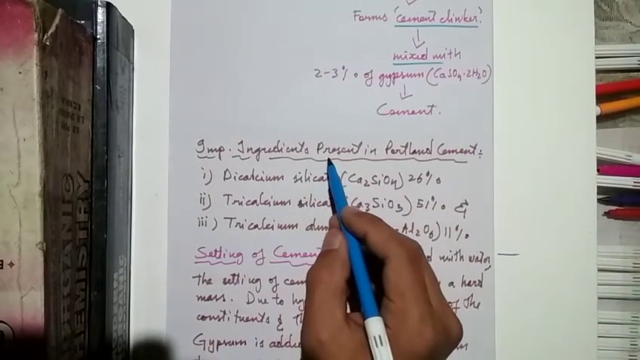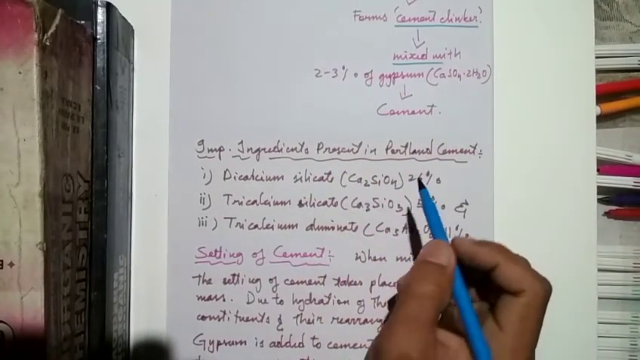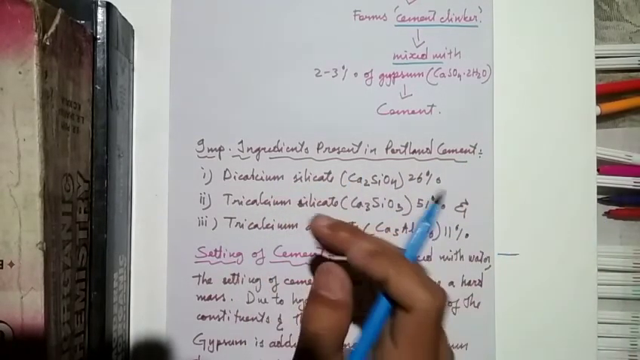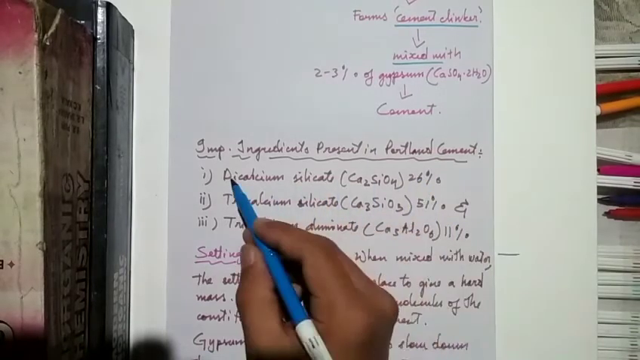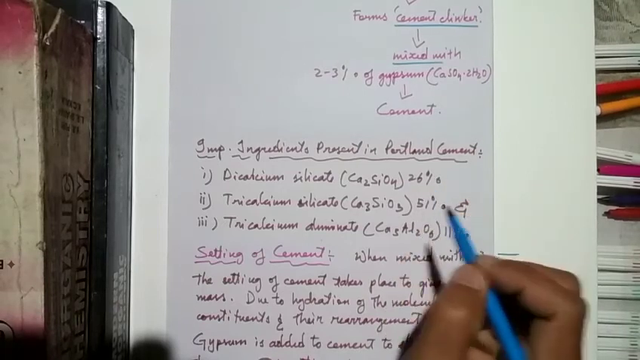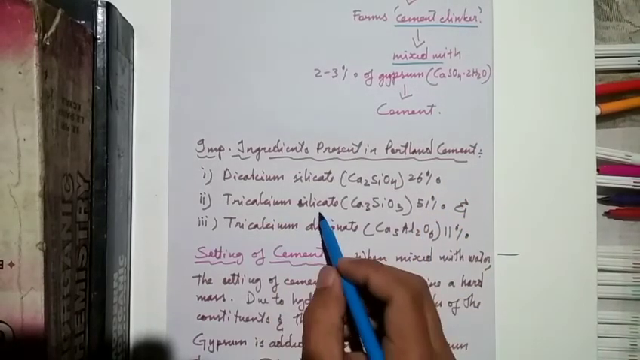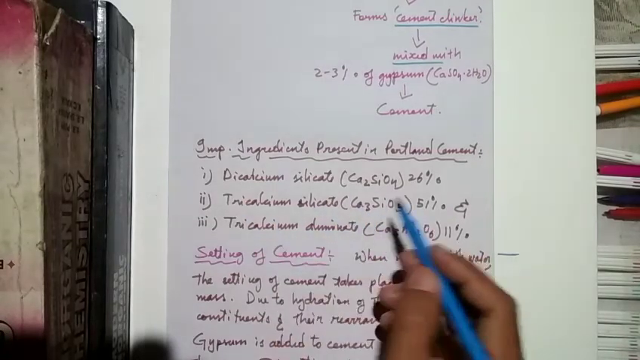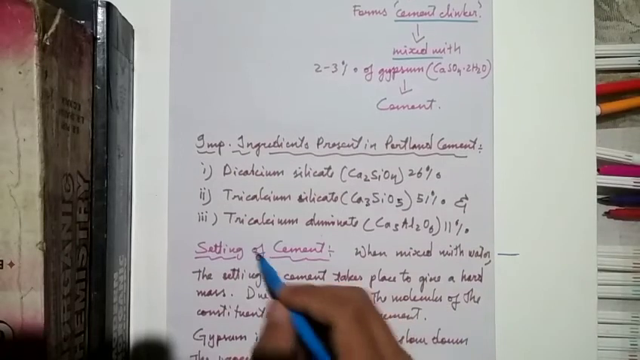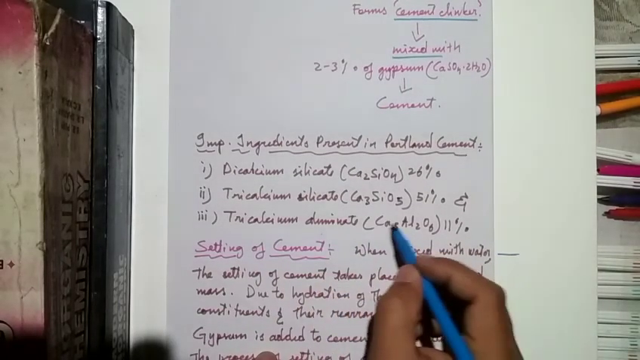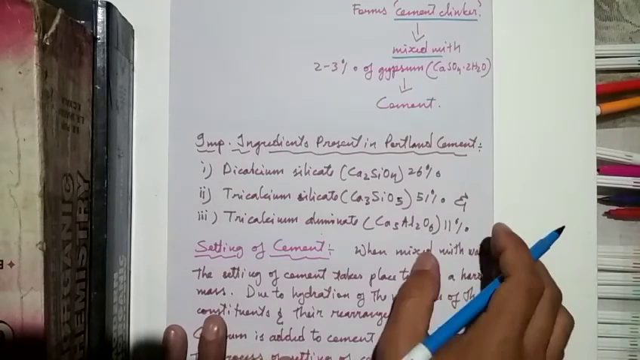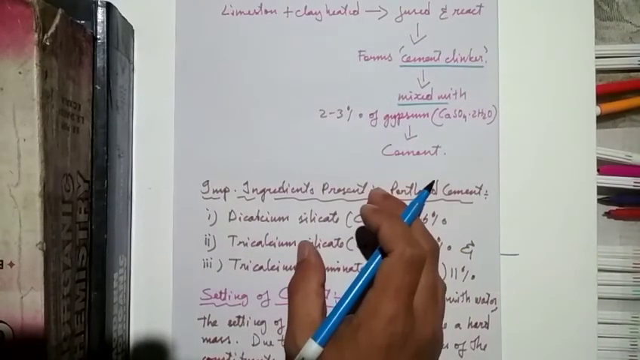These are the important ingredients present in Portland cement. The first one is dicalcium silicate, Ca2SiO4, at 26%. Tricalcium silicate, tri means 3, Ca3SiO5, 51%. Tricalcium aluminate, Ca3Al2O6, 11%.